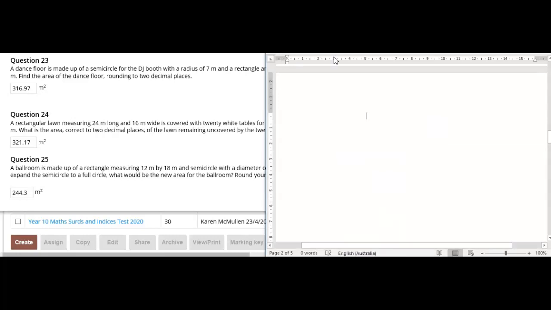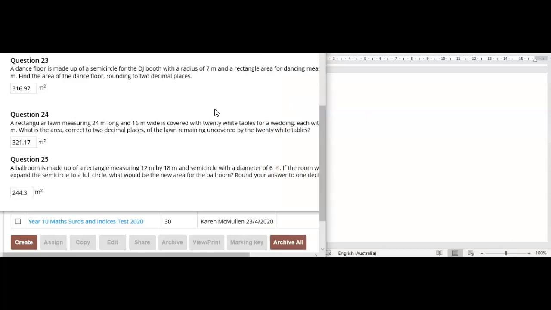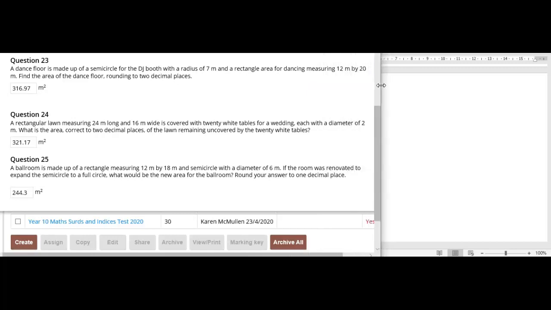Okay, so question 23. This is a word problem. Let's just see the whole question. Okay, I'll just move it over a bit. So a dance floor is made up of a semicircle for the DJ booth with a radius of 7 and a rectangle area for dancing measuring 12 by 20 meters. Find the area of the dance floor, rounding to 2 decimal places.